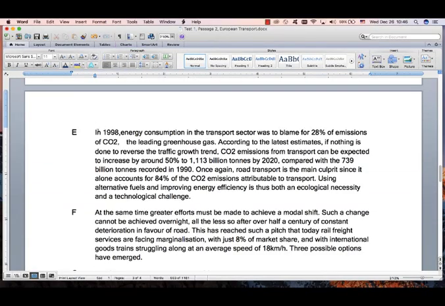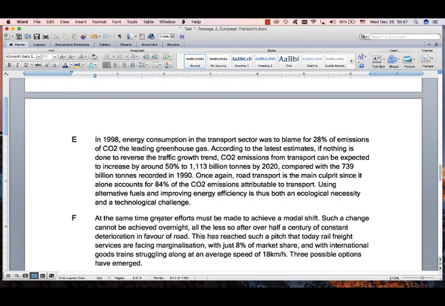Let's go on. Energy consumption in the transport sector, 28% of emissions of CO2. All right, so now immediately I see this, emissions of CO2, and I'm thinking environment. In 1998, energy consumption in the transport sector was to blame for 28% of emissions of CO2, the leading greenhouse gas. I see this kind of language, emissions, CO2, greenhouse gas, and immediately I'm thinking environment. Those are all environment words. Let's check: CO2 emissions, billion tons, CO2 emissions, ecological. This is an environment paragraph. I can see that quite quickly just from the first sentence.